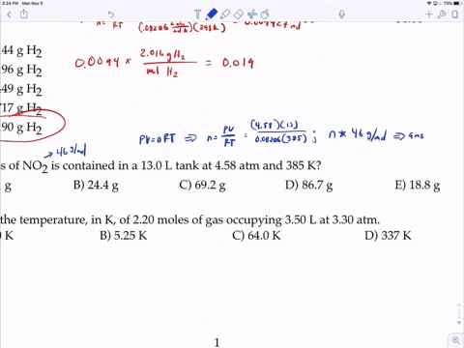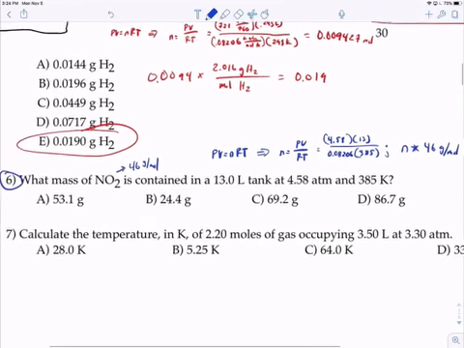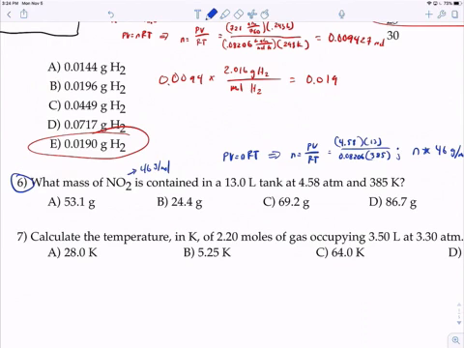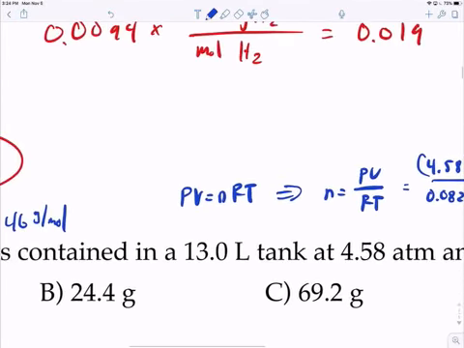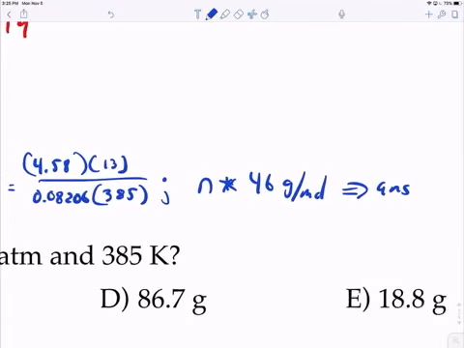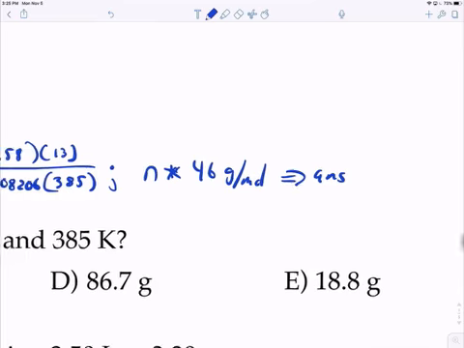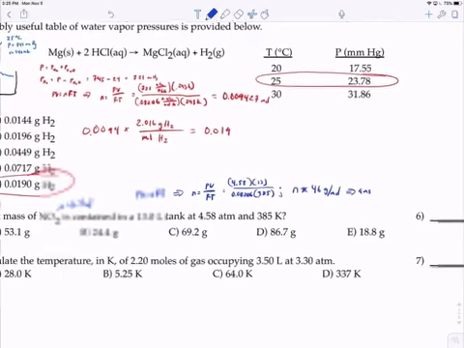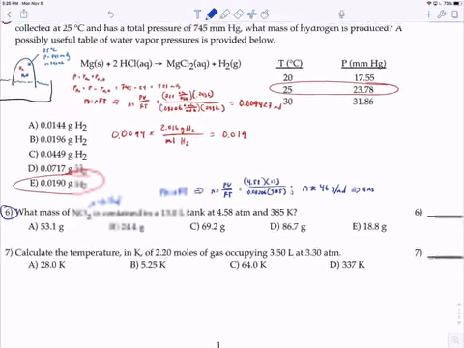Did you want me to go ahead and calculate it out, or is the setup okay? Raise your hand if you want me to do the calculation. Okay. What mass of NO2, which is 46 grams per mole, is contained in a 13-liter tank at 4.58 atmospheres and 305 Kelvin? So, ideal gas law, solve for n, get n, and then multiply it by 46 grams per mole to get the answer. So, sound good for that one? Questions?